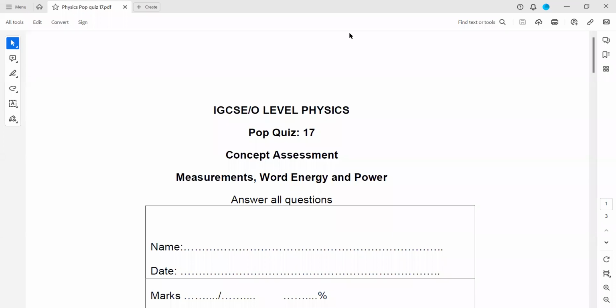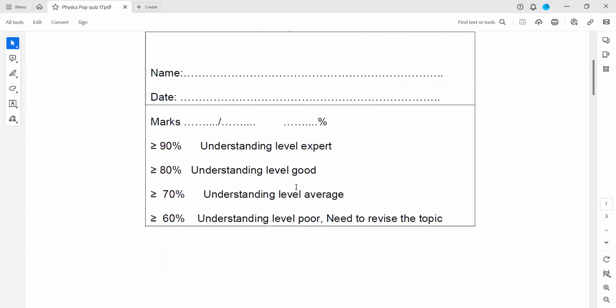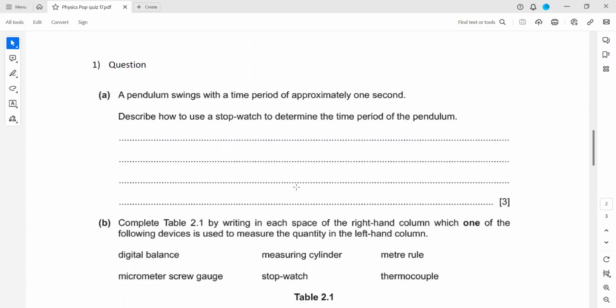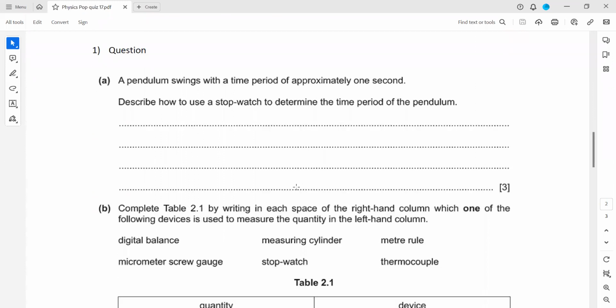So starting with the pop quiz discussion, the measurement, work, energy and power. In question one, a pendulum swings with a time period of approximately 1 second. Describe how to use a stopwatch to determine the time period as accurately as possible. Like how we can work out the time period.